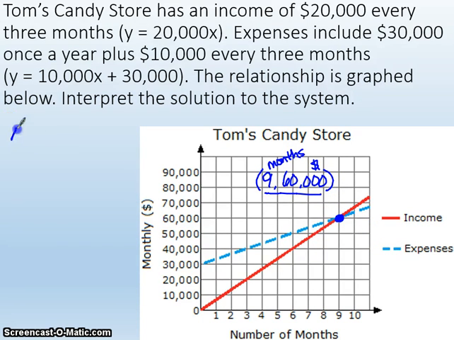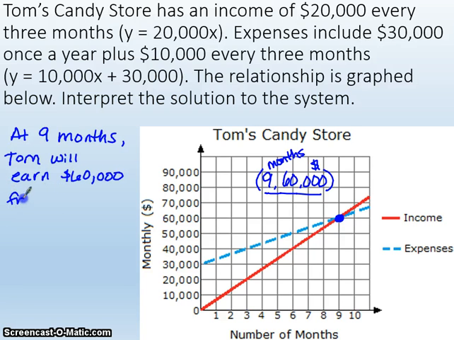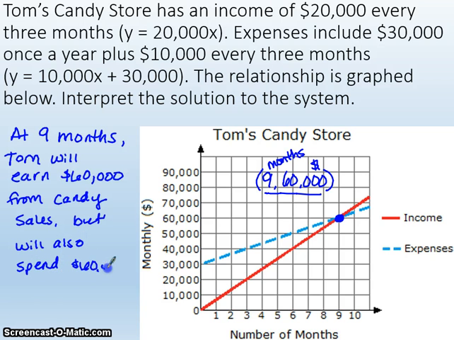So, at 9 months, Tom will earn $60,000 from candy sales, but will also spend $60,000 in expenses.